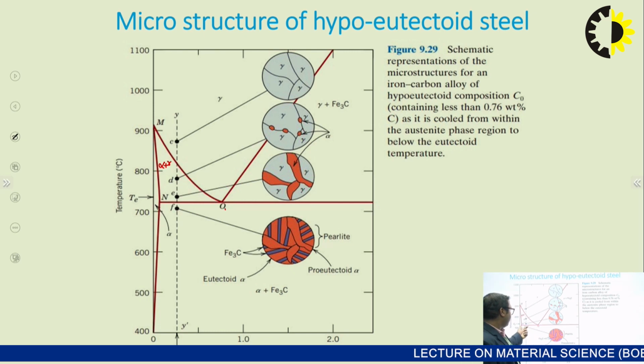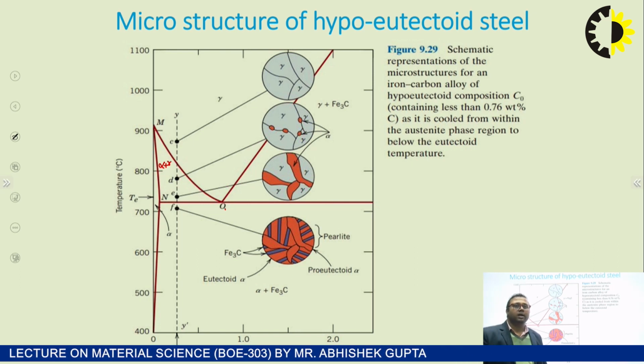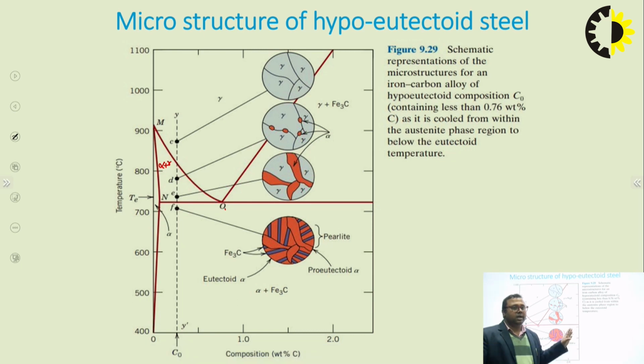Here it is the mixture, also known as pro-eutectoid. So this is the schematic representation of the microstructure for an iron carbon alloy of hypoeutectoid composition containing less than 0.76% weight percentage carbon, as it is cooled from within the austenitic phase region to below the eutectoid temperature. This is the microstructure of hypoeutectoid steels when we cool them from austenitic temperature to the perlitic temperature.